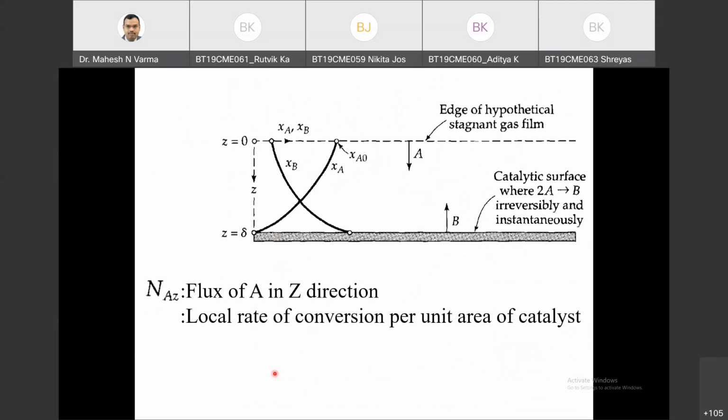Hello, sir. Yeah, Shreyas, sir. Karthik. Yes, Karthik, tell me. Sir, can you repeat why in the material balance we neglected the consumption and disappearance term?